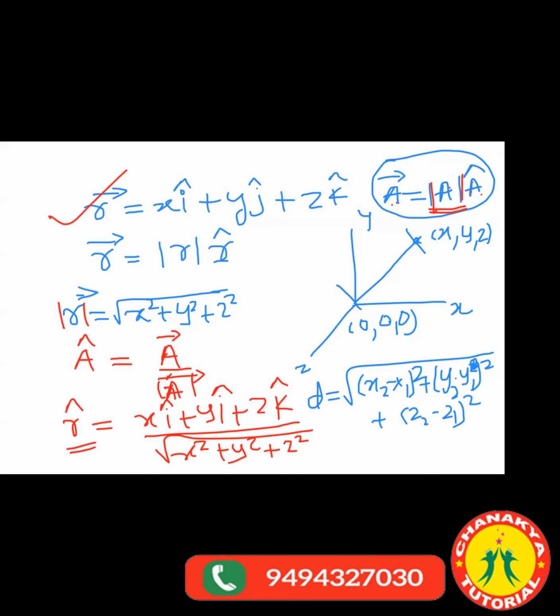Full clarity is there, right? Yes, sir. So that's why the vector can be written as its magnitude into its unit vector. Please note it down.